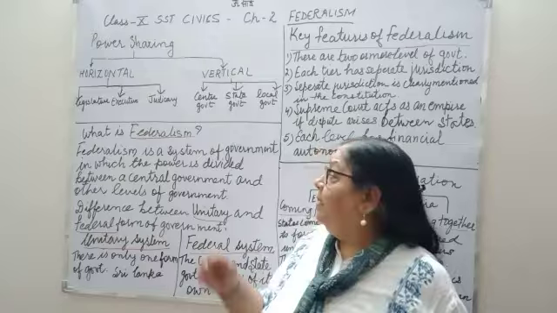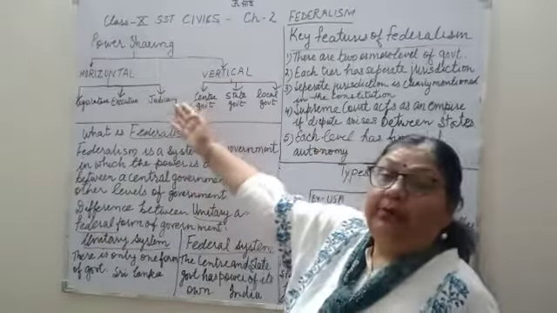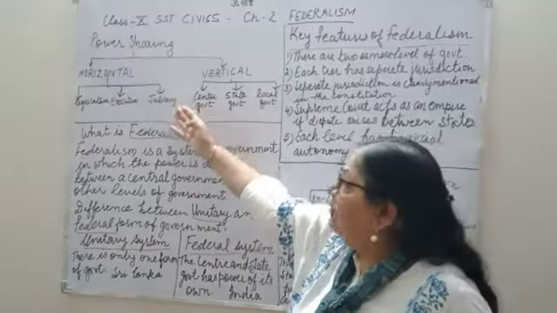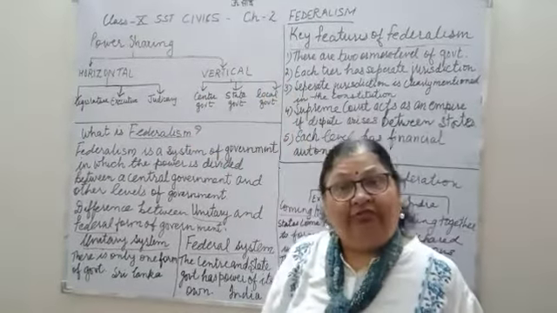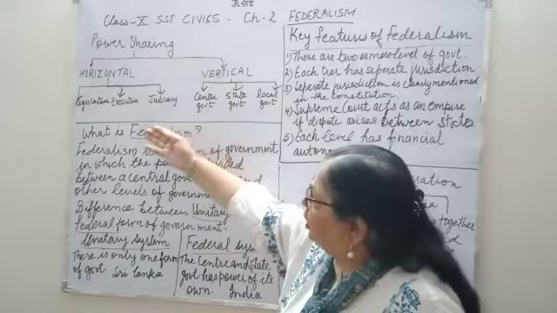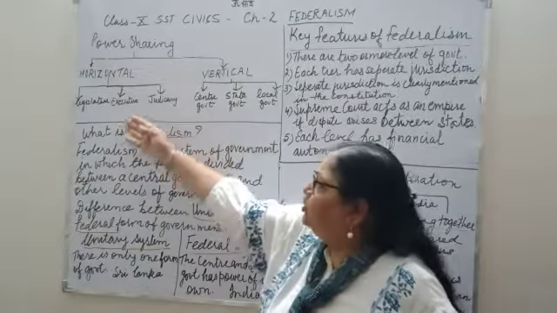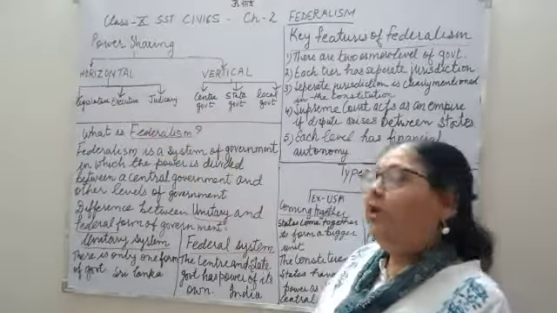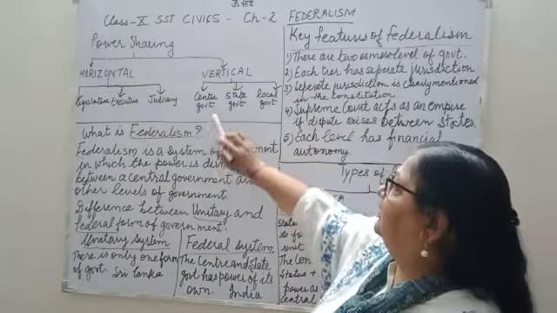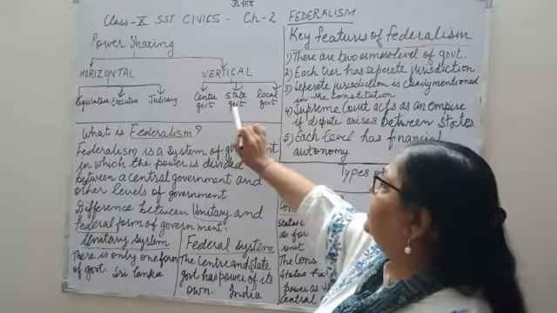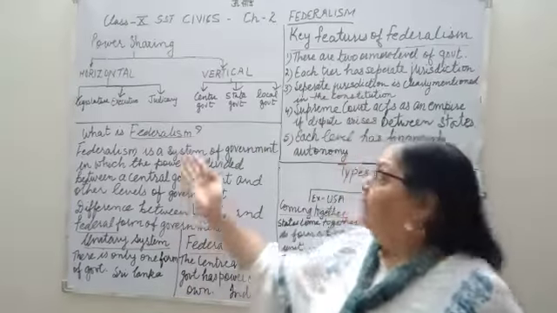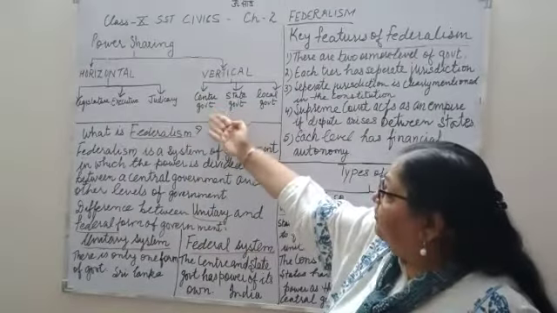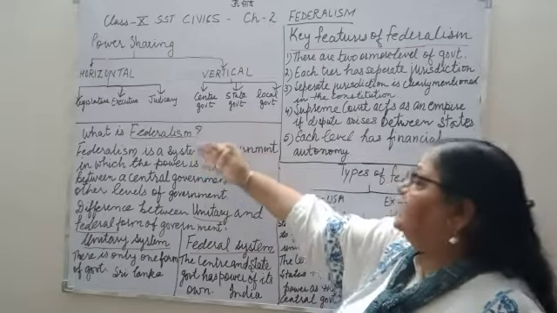When we read about power sharing in the previous chapter, we read about horizontal and vertical forms of government. In horizontal, the power is shared between legislature, executive and judiciary, whereas in vertical, the power is divided between center, state and local government.